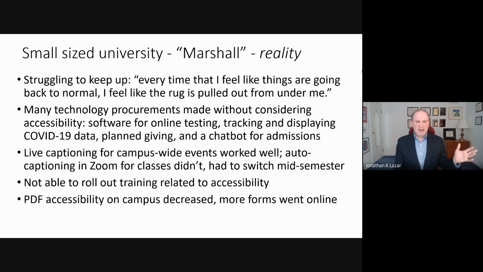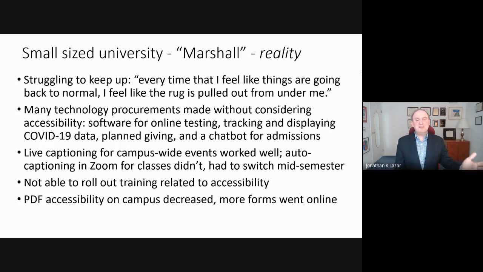The original plan at the beginning of the pandemic, Marshall said, was that they were going to have live captioning for campus-wide events. So they were going to have a human captioner for campus-wide events. But for classes, they would actually use the auto captioning in Zoom. Now, that was the plan. Marshall said mid-semester, they actually had to change, and anyone who needed captioning, right, or transcripts, they actually had to switch to human captioning because they said the quality was just not there for the audio, for the auto captioning.